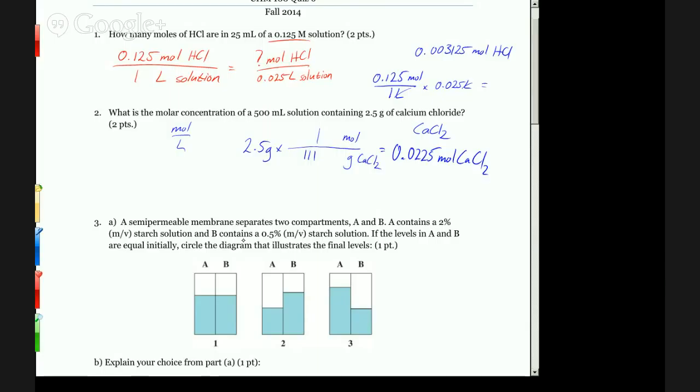But then it's a 500 milliliter solution. So to find the concentration, we've got to put those 0.0225 moles of calcium chloride in 0.5 liters of solution. So that's going to equal 0.0450 molar. So the concentration will be 0.045 molar. Good job.